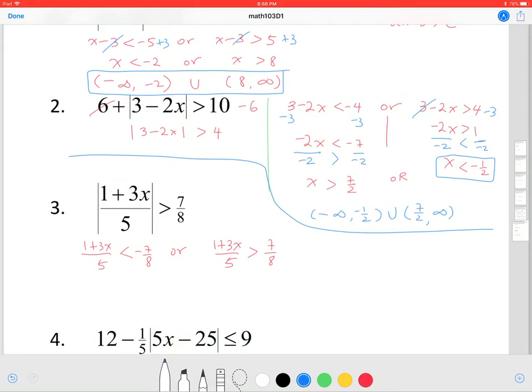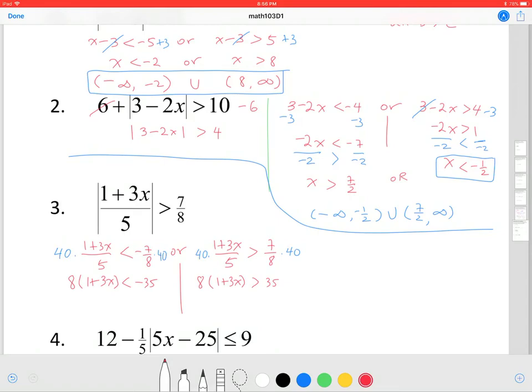What I'm going to do here is, I don't like fractions, so let's clear fractions. For 5 and 8, the LCD is 40, so multiply both sides by 40. That will give us 8 parenthesis 1 plus 3x is less than negative 35, or 8 parenthesis 1 plus 3x is greater than positive 35.